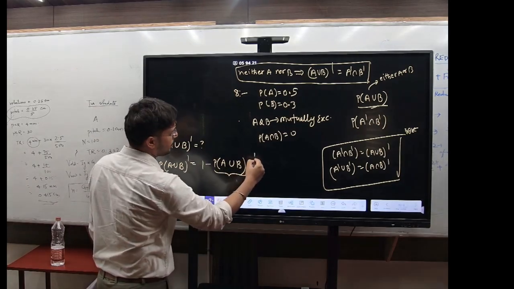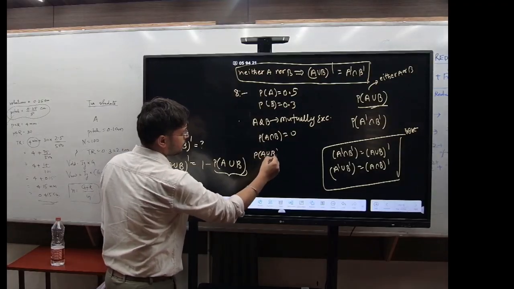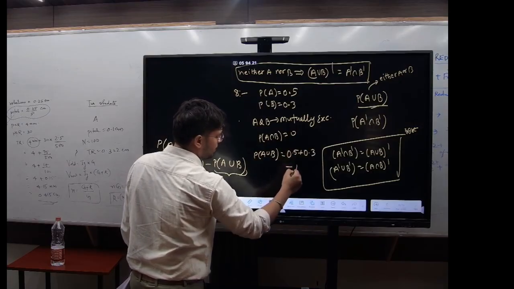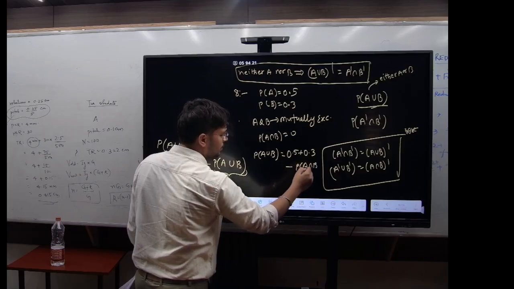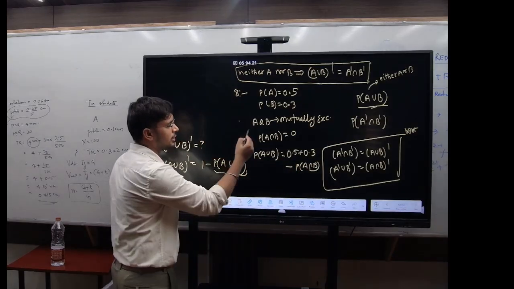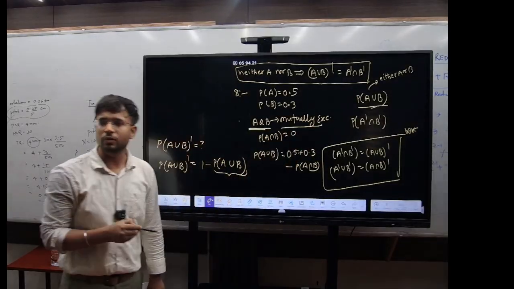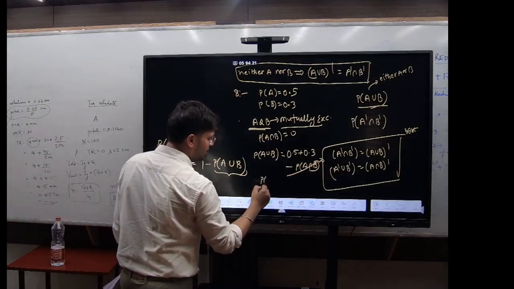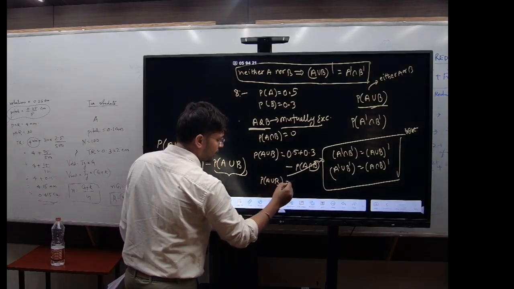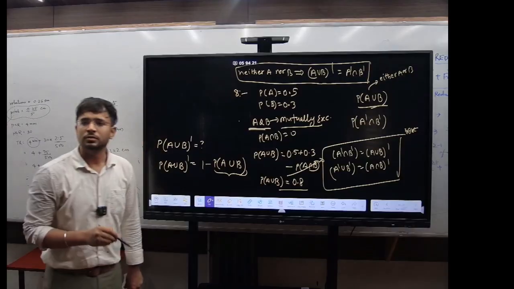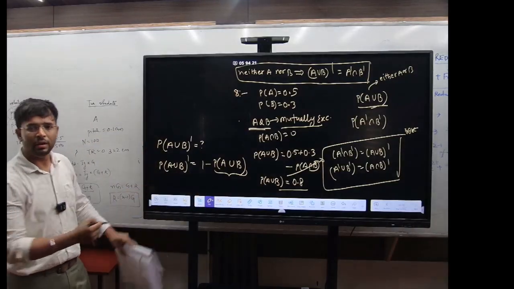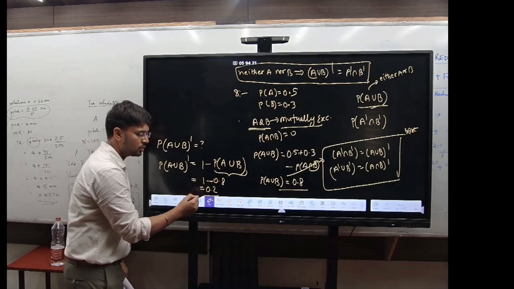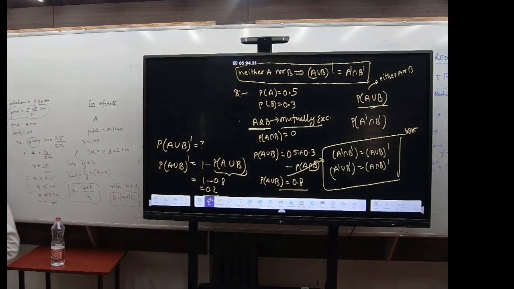Now based on this, what will be the probability of A union B? It is probability of A plus probability of B minus probability of A intersection B. And there is one more piece of information given: A and B are mutually exclusive. So what will be A intersection B? 0. So can I say this will be 0. So what is the probability of A union B? It is 0.8. So what is the probability of neither A nor B? 1 minus 0.8, which is 0.2. So the answer is 0.2.